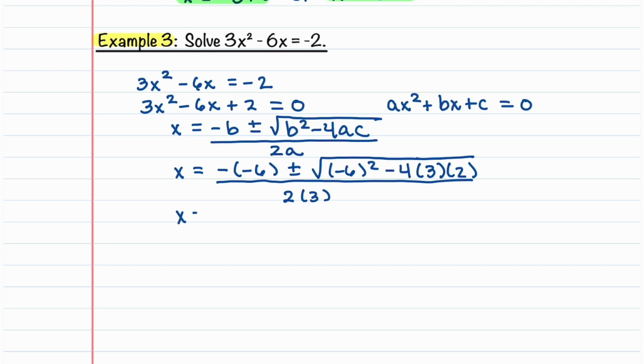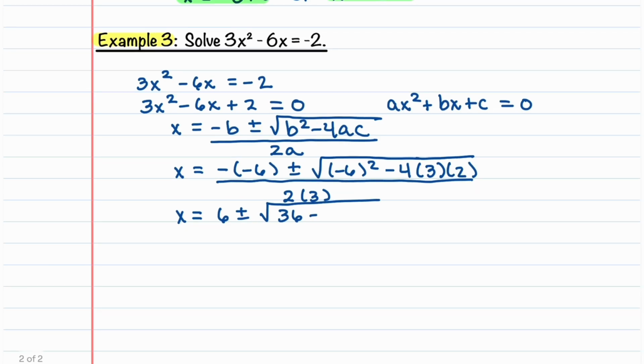Now let's go ahead and simplify. Minus a negative 6 is 6. Then we have plus or minus the square root. Minus 6 squared is 36. And then we have 4 times 3, which is 12, times 2 is 24. So this is 36 minus 24. And in our denominator, we have 6.